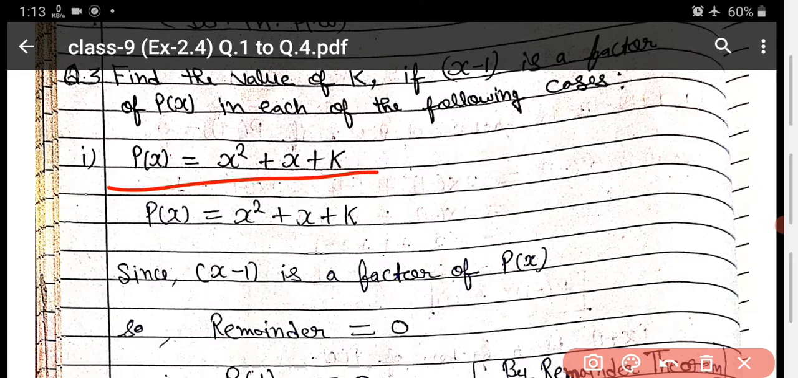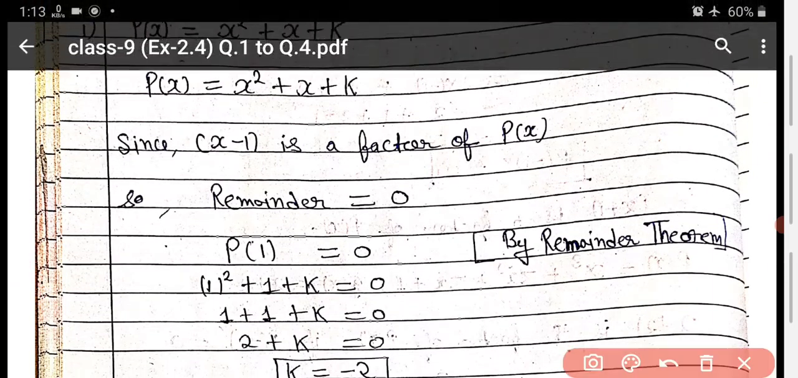Okay, it is a question. I am writing the answer. Just write it is a p(x). Since x plus 1 is a factor of p(x), if it is a factor, then you get remainder 0. Remainder means p of 1 is equal to 0. From here you have to take the opposite sign. p(1) is equal to 0.